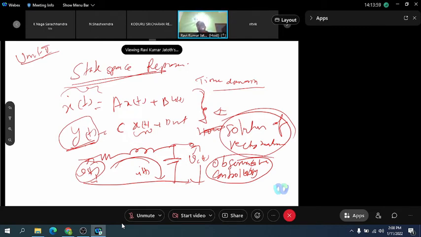The good books are Automatic Control Systems by Benjamin C. Kuo, which is the textbook. Parallelly, you can follow Modern Control Theory by Ogata, and a very nice book is Control Systems by NICE, N-I-C-E. So these books you can follow.